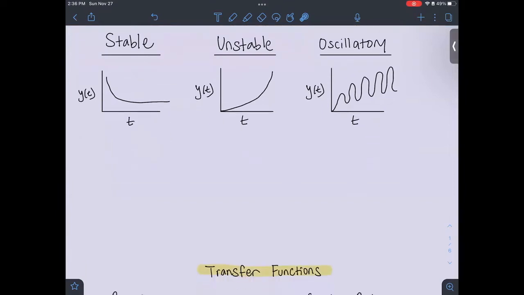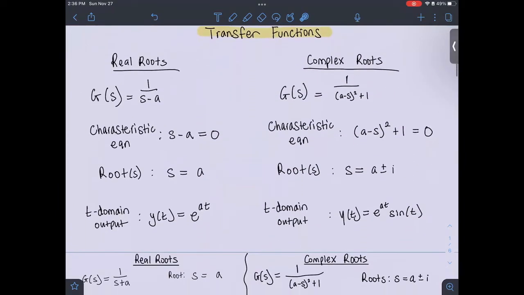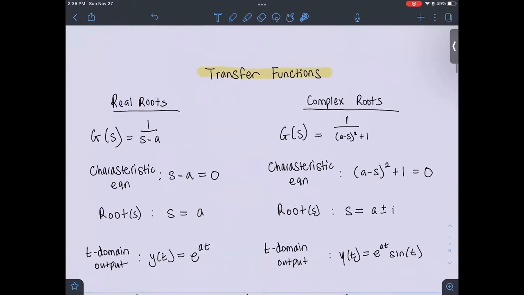And so going into transfer functions and how these determine what our process response is going to be, I have two main general examples to show. On the left-hand side over here, you can see that we have real roots. This is a transfer function that has real roots. This transfer function is g of s equals 1 over s minus a. The characteristic equation of a transfer function is this denominator. So here our characteristic equation is s minus a is equal to 0, setting that denominator equal to 0. And the roots of our system are where the denominator equals 0. So in this case, that's s is equal to a.